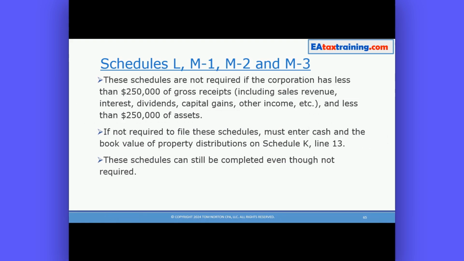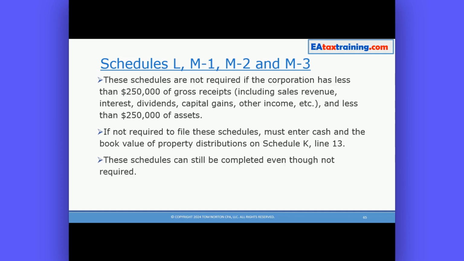Now, these schedules that we've just gone over, schedules L, M1, and M2, are not required, similar to the partnership, they are not required for quote unquote small corporations. Now, the definition is a little different for corporation than it was for partnership. So for a corporation, if they've got less than $250,000 of gross receipts and less than $250,000 of assets, so less than $250,000 of both of those, then they are not required to file Schedules L, M1, and M2, and of course, not M3 either. If they're not required to file them, if they made any type of distributions during the year, any type of dividends, then they do have to enter the amount of those distributions on a line on Schedule K. So we'll look at that here briefly.